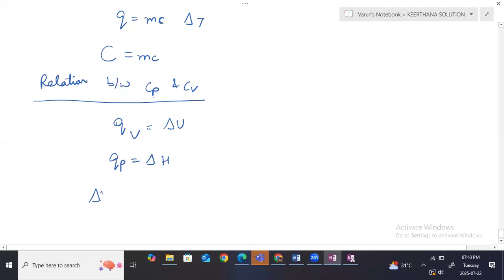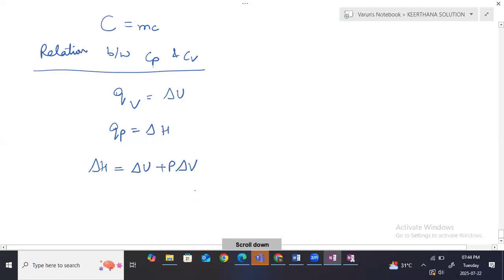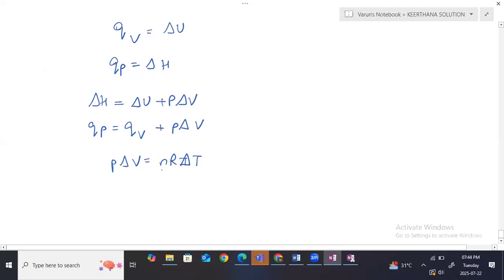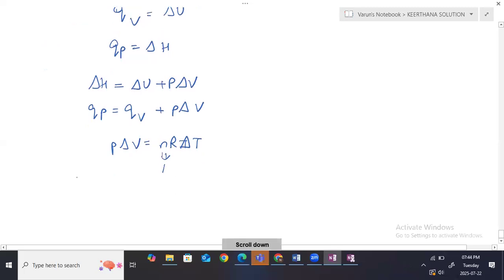Yes, ma'am. We know that delta H is equal to delta U plus P delta V, right? So delta H we can write Qp, delta U we can write Qv plus P delta V. I know that P delta V will be equal to what? nRT, nR delta T, right? Yes, ma'am. n I can consider as 1. So Qp is equal to Qv plus R delta T. Can I write this thing?